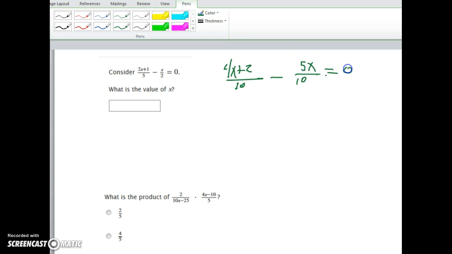Equals 0. I combine the numerators and I get 4x minus 5x. I get negative 1x plus 2 equals 0, which means that negative 1x plus 2 has to equal 0. Subtract 2 from both sides and I get negative 1x equals negative 2. Divide both sides by negative 1 and I get x equals 2.